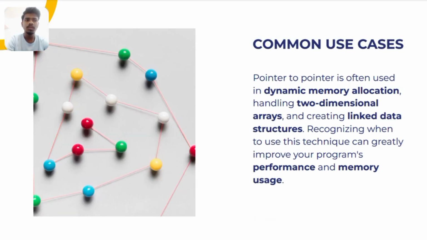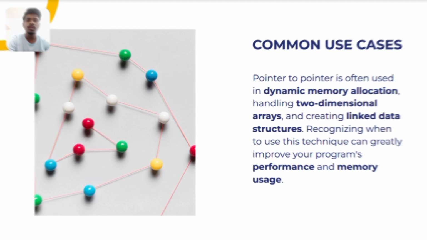In common use cases, pointer to pointer is often used in dynamic memory allocation, handling two-dimensional arrays, and creating linked data structures. Recognizing when to use these techniques can greatly improve your program's performance and memory usage.